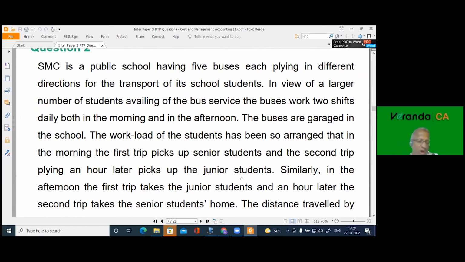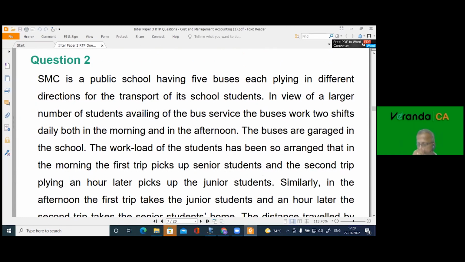Now operating costing, let us just take it up. It's a very nice question, standard question. Now let us just try that. SMC is a public school having 5 buses, each plying in different directions for the transport of its school students. In view of a larger number of students availing of the bus service, the bus works 2 shifts daily, both in the morning and in the afternoon.